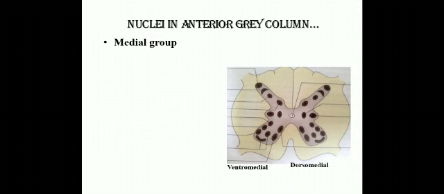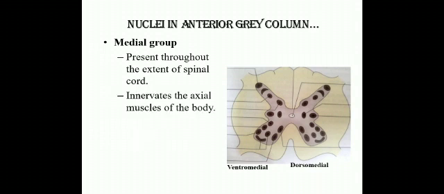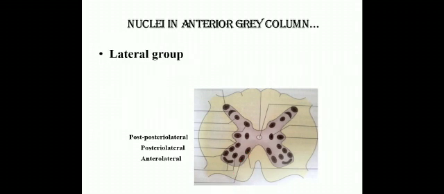The three main groups are, first, the medial group, which is present throughout the extent of the spinal cord and innervates the axial muscles of the body. It includes the ventromedial and the dorsomedial groups. So, in the ventral aspect, which is concerned with the motor function, the nuclei are arranged in two groups, the ventromedial and dorsomedial. The lateral group includes the cervical and the lumbar enlargements. So, in this area we can see the lateral group.